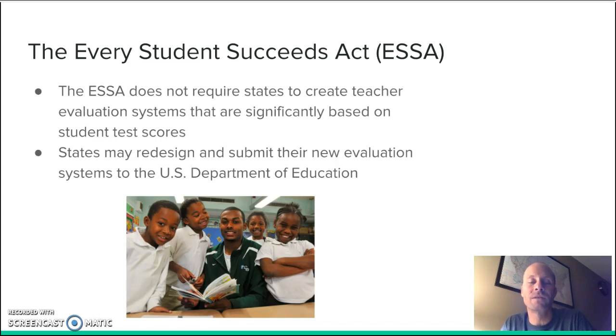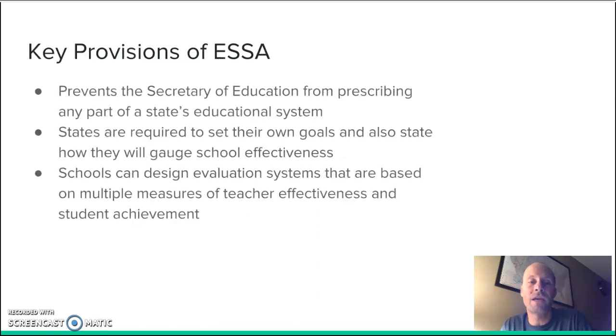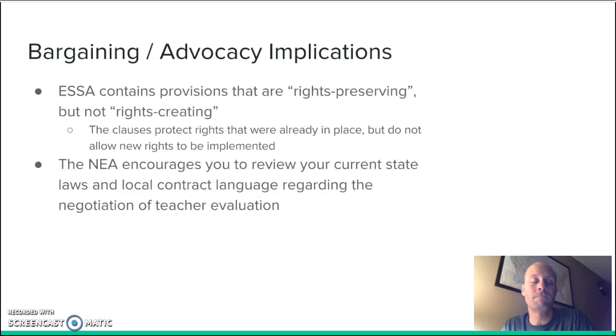The Every Student Succeeds Act does not require states to create evaluation systems that are significantly based on student test scores, so this is a good thing that has come up recently. States get to redesign and submit their new evaluation systems to the U.S. Department of Education. Some of the key provisions of ESSA: it prevents the Secretary of Education from really meddling in a state's educational system. States get to set their own goals and decide how they're going to gauge school effectiveness. And they can design evaluation systems that are based on multiple measures of teacher effectiveness and student achievement.